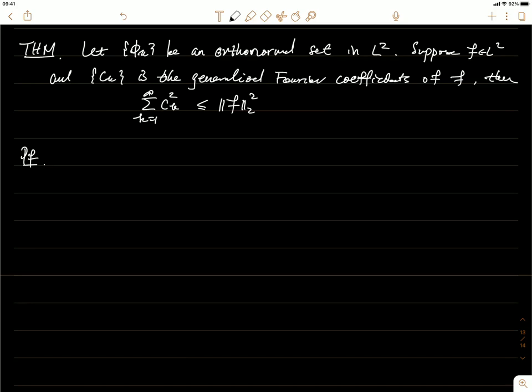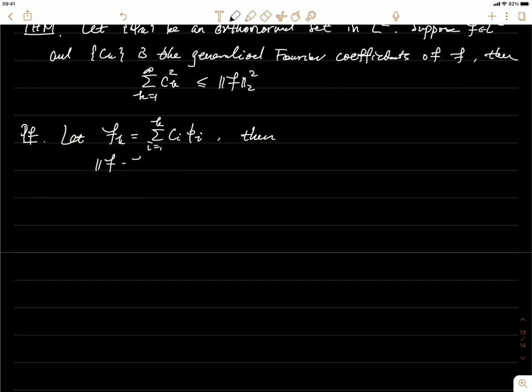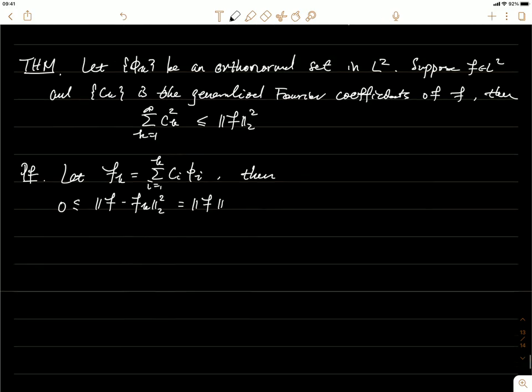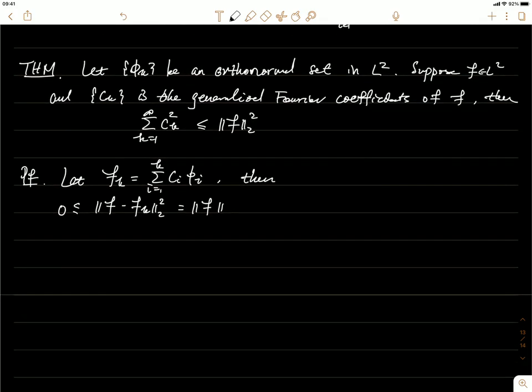The proof just uses the fact that we had earlier. For any k, we can set our f_k to be the partial sum of the Fourier series. Then first of all, the distance between f and f_k, its squared norm, has to be greater than or equal to 0. On the other hand, by the same derivation earlier, we can break the square and show that this is just the 2 norm of f squared minus the 2 norm of f_k squared.